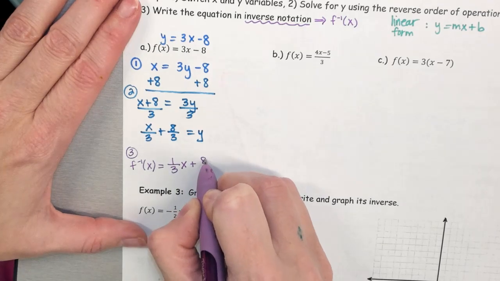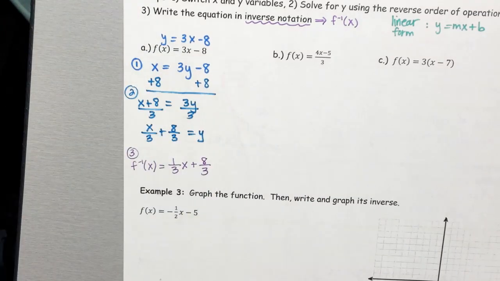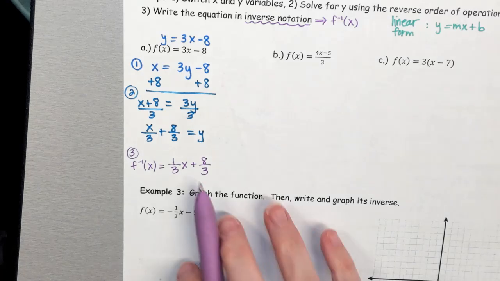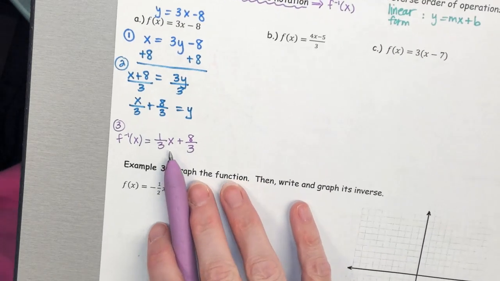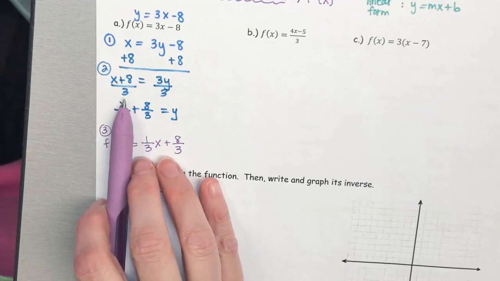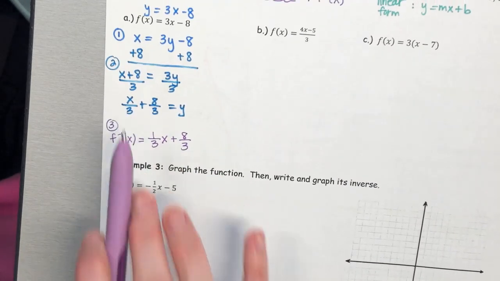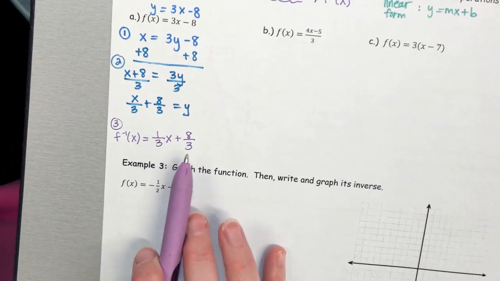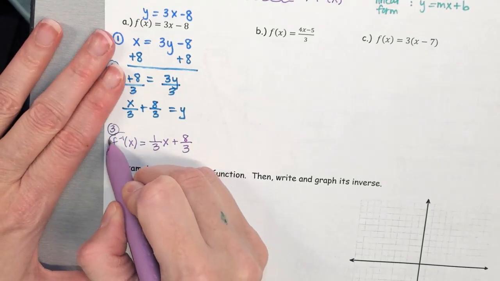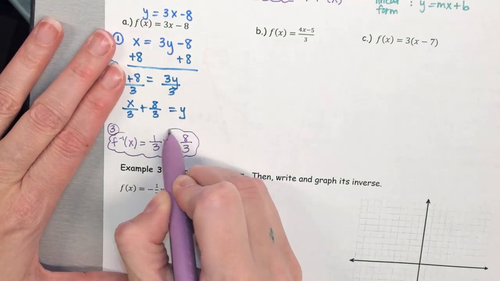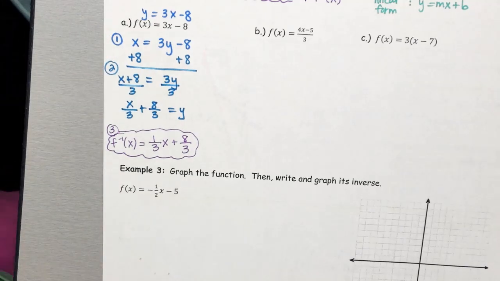Thank you. All right, and then we are going to make sure that we put that slope in front of the x. Okay, so if you have x plus 8 over 3, x over 3 is the same thing as 1/3 x, and then we're going to leave that as 8/3. And that is going to be your equation in inverse notation.